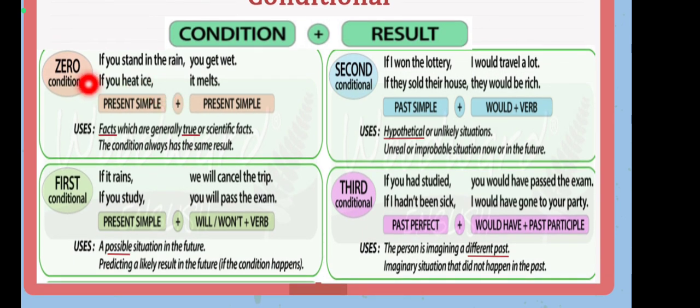Zero conditional, we use present simple plus present simple. With first conditional, we use present simple plus will or won't and the verb in basic form.